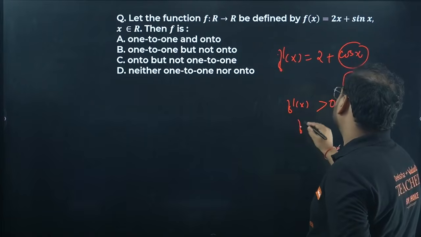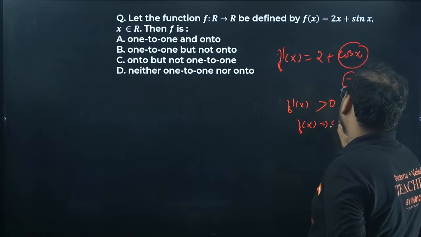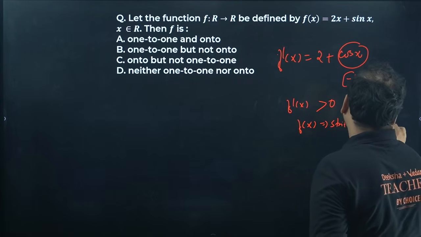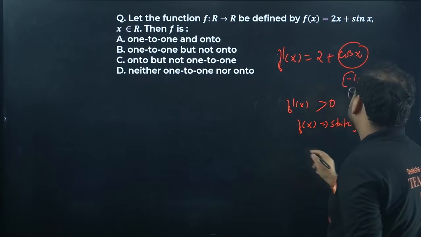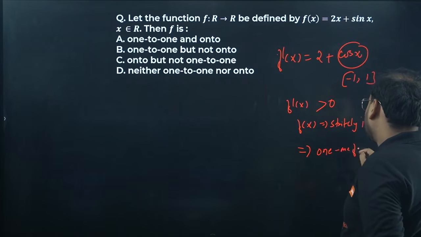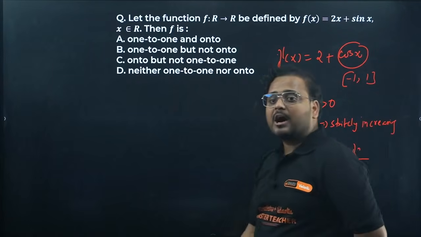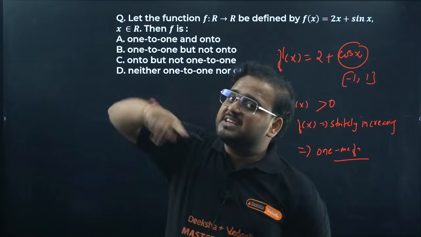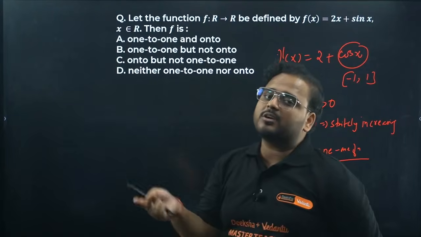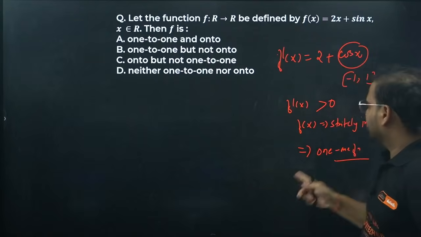So f(x) has to be strictly increasing. It means one-one function. Getting it? How come, sir? If the function is always increasing in nature, every time you cut it, it will have only one intersection, hence one-one function.